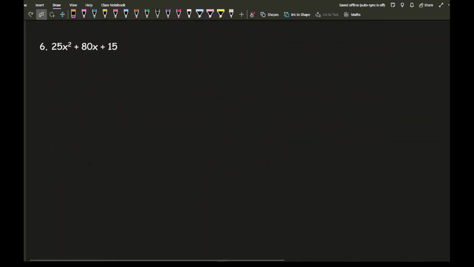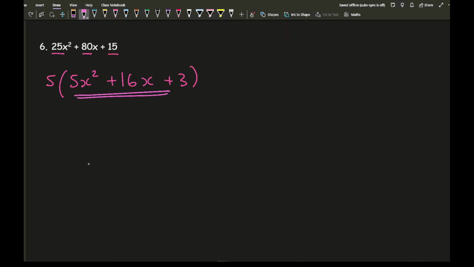Then moving on to our next example. So again here we're looking at some rather large numbers, but one thing I should notice is that there is a common factor between 25, 80 and 15, and that common factor is going to be 5. So then if I factorise with regards to 5, then what that becomes is 5x squared plus 16x plus 3. So we'll ignore the 5 to begin with, but let's treat this as a separate question. So we'll come back to that in due course.